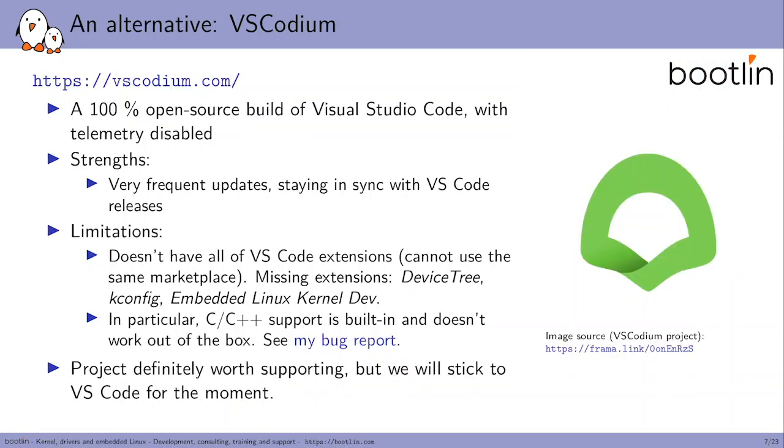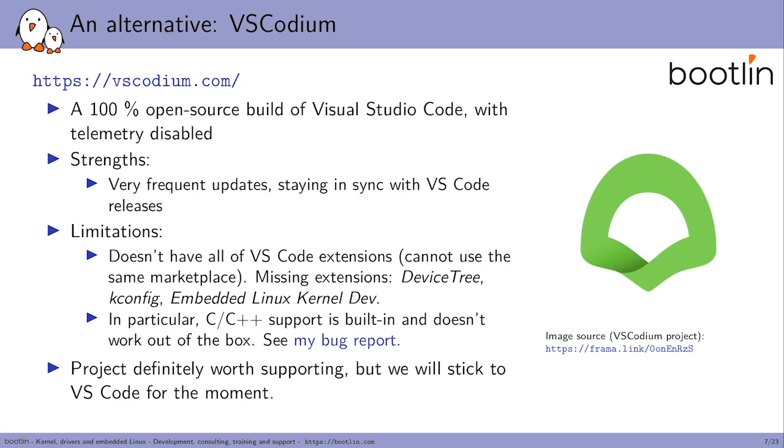So, as I'm always looking for 100% open source solutions, I looked for one and I eventually found VSCodium, which is a 100% open source build of Visual Studio Code with telemetry disabled essentially and proprietary extensions disabled too. The strength of this project is that it makes very frequent updates, staying in sync with the latest VS Code base very quickly. As soon as there's a new VS Code release, you get a VSCodium update very quickly too through the repositories.